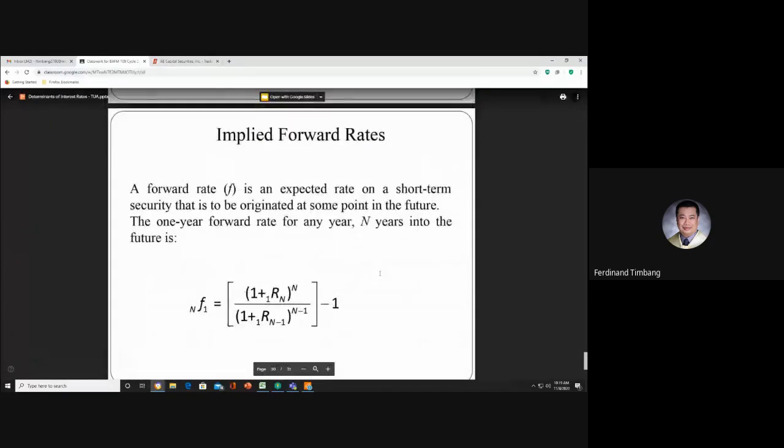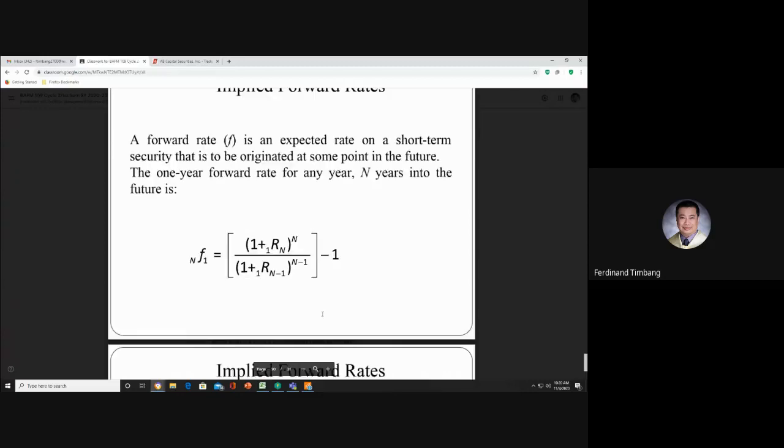Okay, implied forward rates. A forward rate is an expected rate on a short-term security that is to be originated at some point in the future. So the 1-year forward rate for any year, n years into the future is given by this formula: 1fn equals the numerator, period n with maturity n, over the denominator, period n minus 1, then minus 1. So kung ito ay 2020, itong nasa itaas, yung numerator, ibig sabihin itong nasa baba, 2019, tapos minus 1. Ganun lang siya.